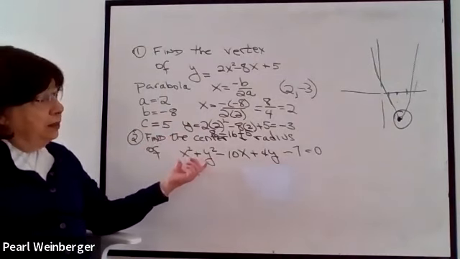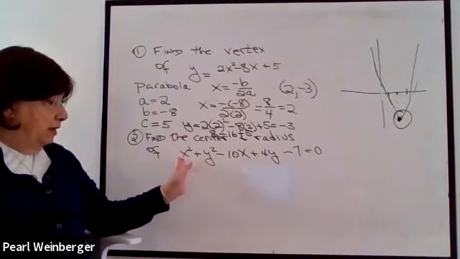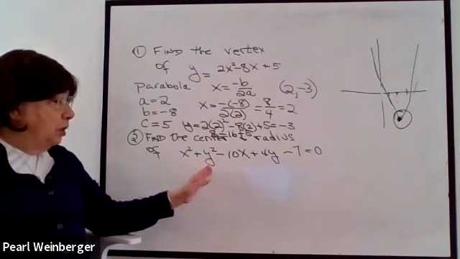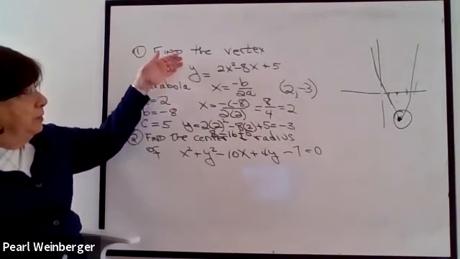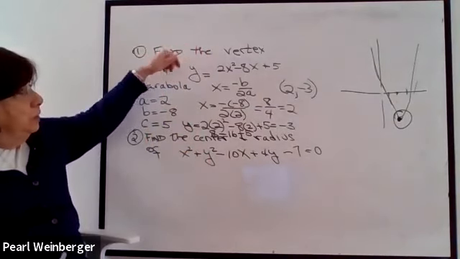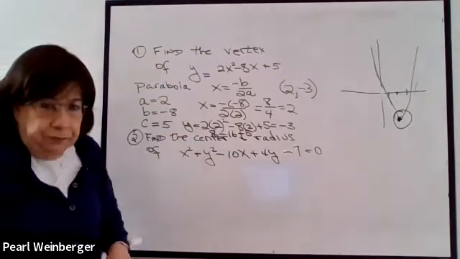Okay, so now let's look at the second question, which has to do with a circle. And we recognize the equation as the equation of a circle because it has an x squared and a y squared. Notice how it's different from the parabola that only has an x squared but no y squared in its equation.